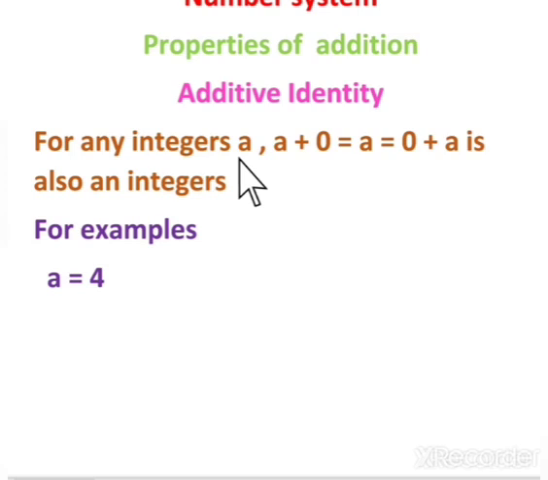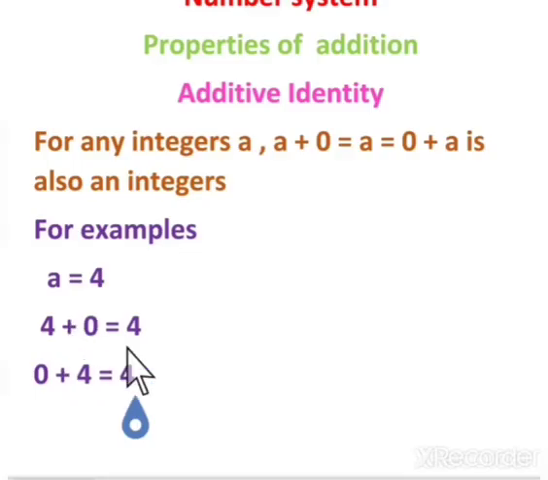Now I give you an example for the additive identity. The value for a is 4. Now we are going to add 4 plus 0. What is the value of 4 plus 0? Yes, 4 plus 0 is equal to 4. Now we are going to add another way, that is 0 plus 4. 0 plus 4 is also, the answer is 4.